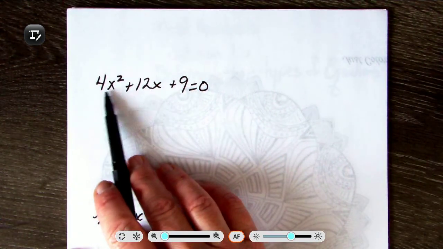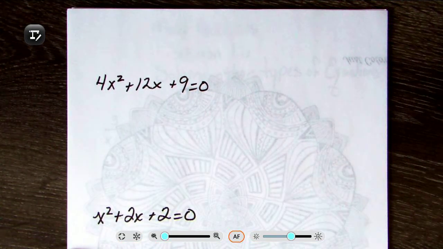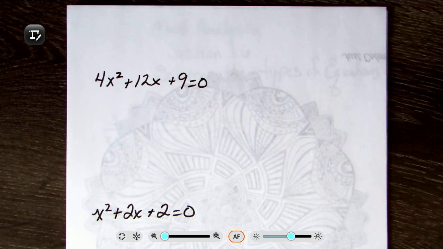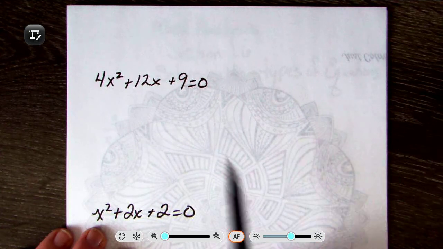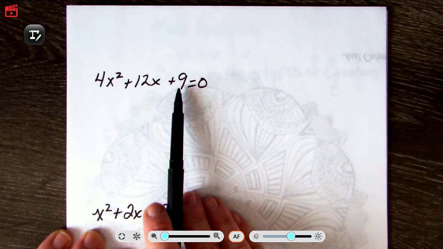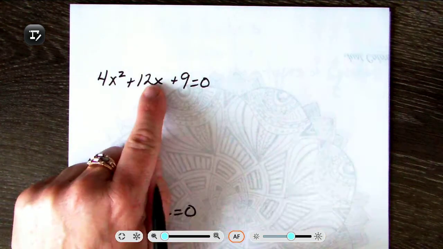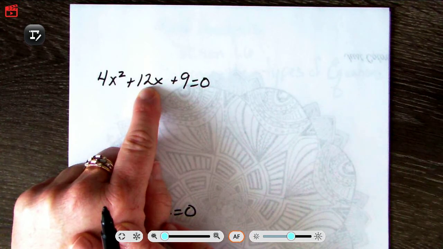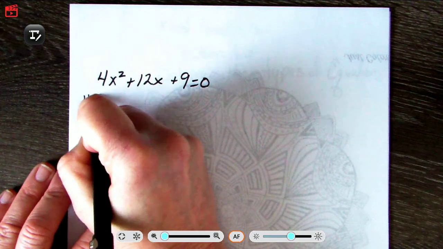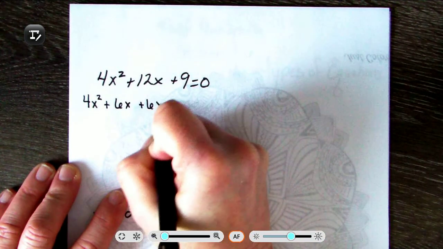All right, so 4x squared plus 12x plus 9. Learning from the last one, first thing I should do is see if there's a common factor in all of those. I do not see one, because there's no 4 in 9. So I'm going to think two numbers that multiply together to give me 36, that add together to give me 12. And those would be 6 and 6. So I'm going to rewrite this 12 as 6x plus 6x.